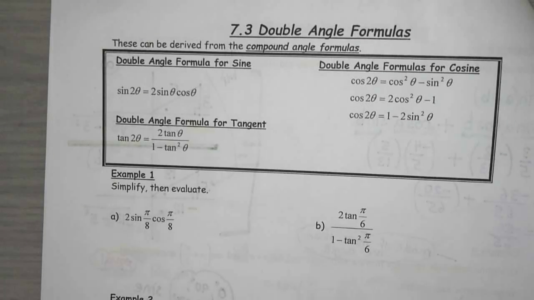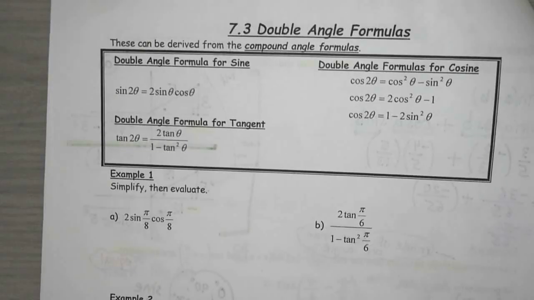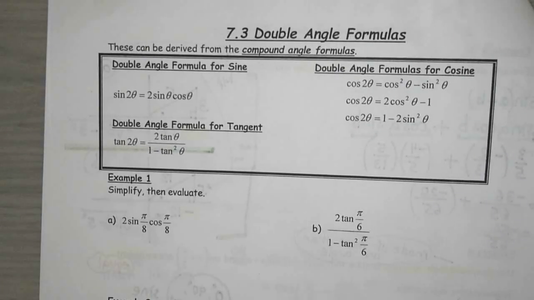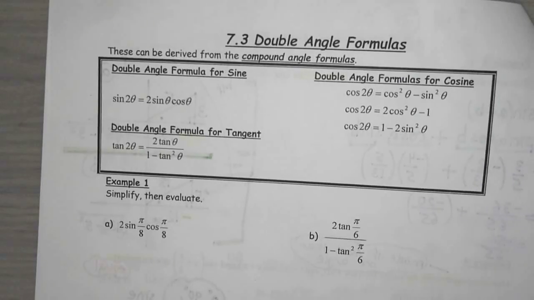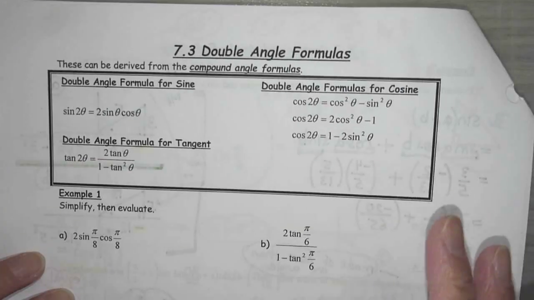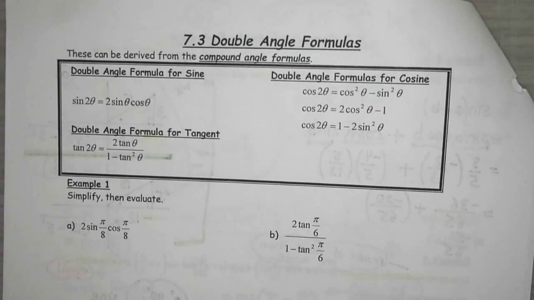So we're on 7.3, double angle formulas. Now, the double angle formula is developed from the compound angle formulas, which we just did in 7.2. So let me show you. I should have had a little bit more space on this page, so I'm going to do it on a separate little post-it note here.